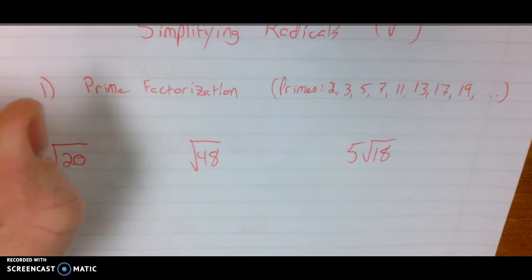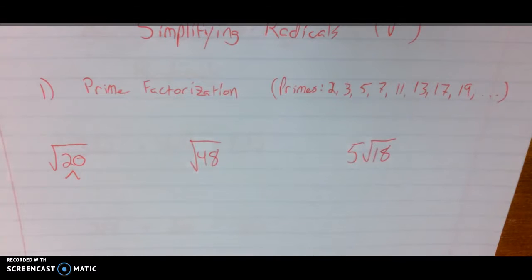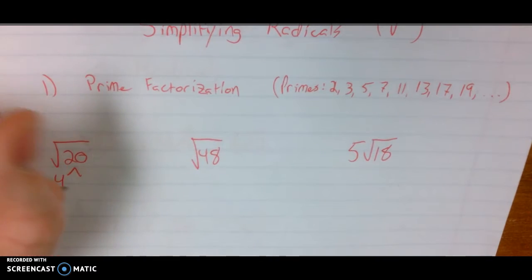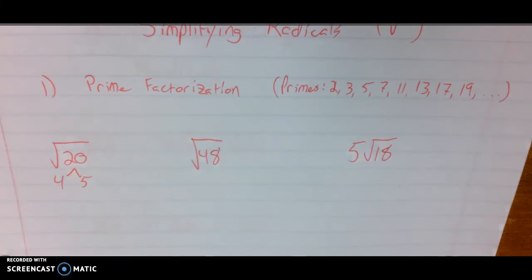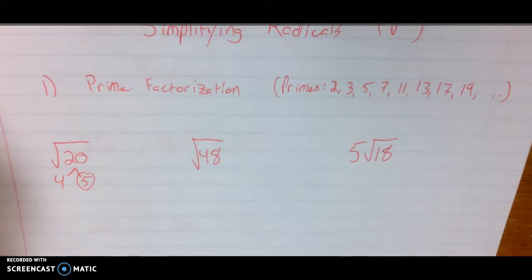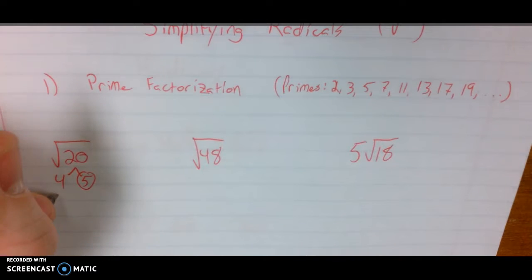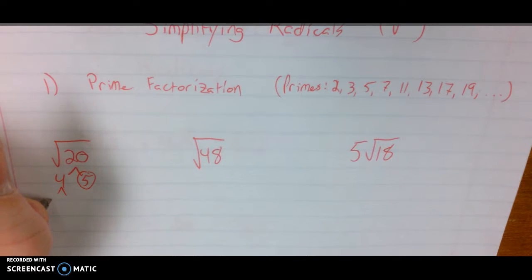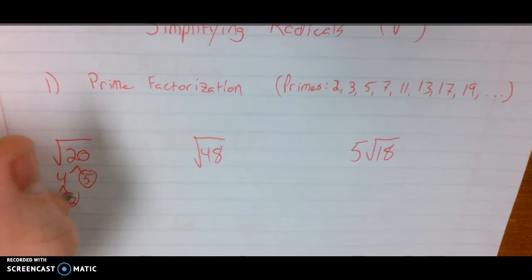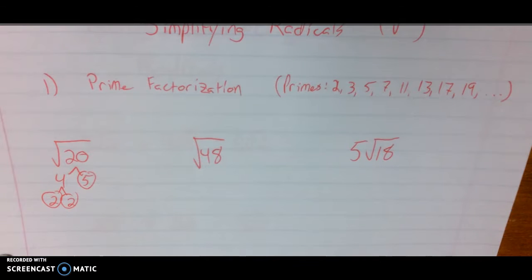I need to start off by choosing any two numbers that could multiply to be 20. It does not matter which two numbers I choose. I'll go with 4 and 5. 5 is prime, so I'm going to circle it. 4 is not, so I have to keep going. To get 4, I could do 2 and 2. Those are both prime, so I'll circle them.